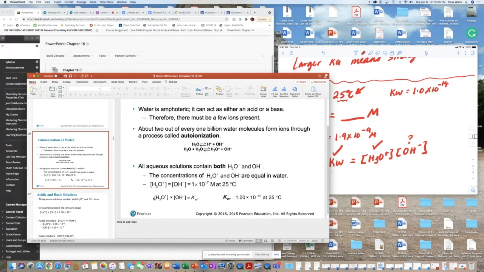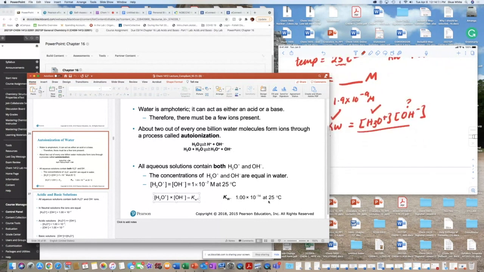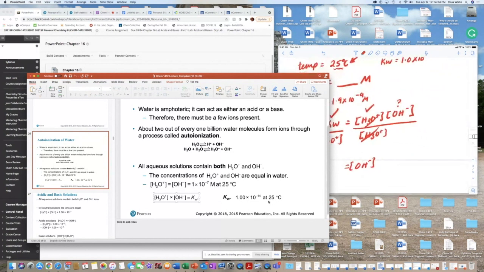There it is. You see that formula right there? So Kw, well, they have 1.00 times 10 to the power negative 14 at 25 degrees Celsius. It's a different number when the temperature is different, right? So to solve for OH minus, just divide by H3O plus. Both sides, divide by H3O plus. And we get OH minus equal to Kw, which is going to be 1.00 times 10 to the power negative 14 over 1.9 times 10 to the power negative 9.